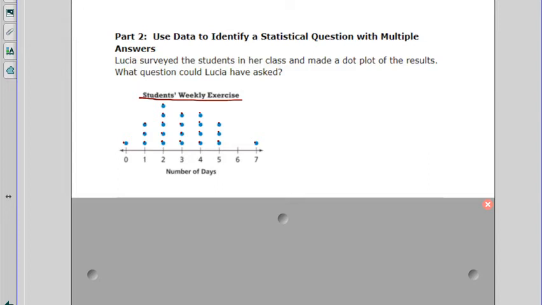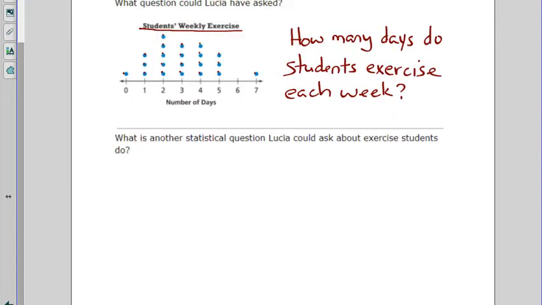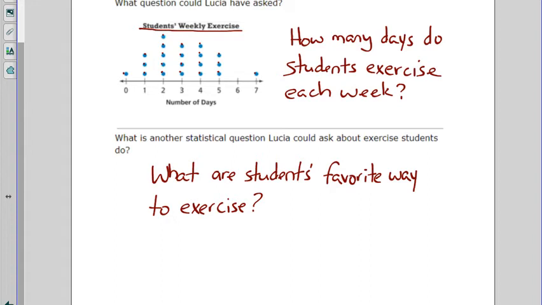So what was the question? Well, I think the question might have been, how many days do students exercise each week? And it is statistical because there's more than one possible answer. What is another statistical question Lucia could have asked about student exercise? Well, maybe she could ask them, what's your favorite way to exercise? That's one possibility. We could ask, what's your favorite day to exercise? Well, there's lots of things that you could ask. And it's statistical if it has more than one possible answer.